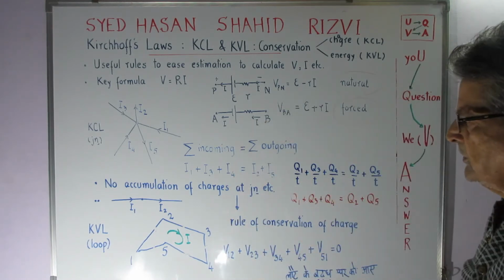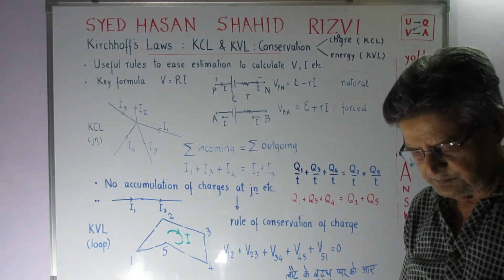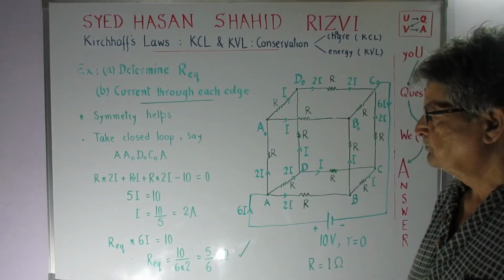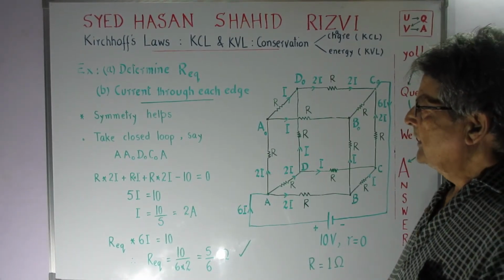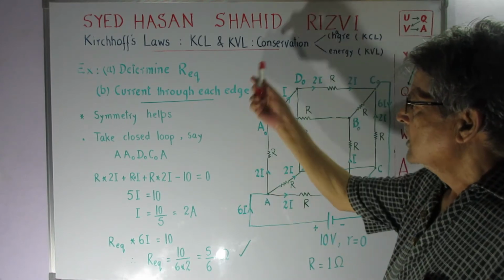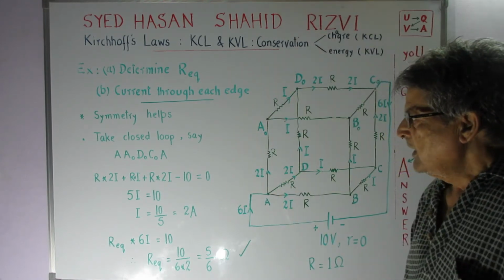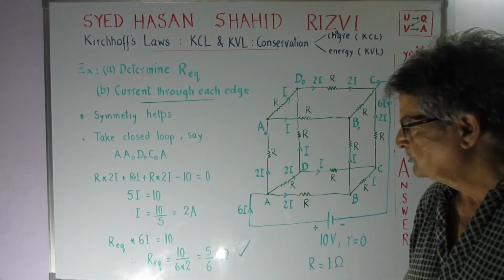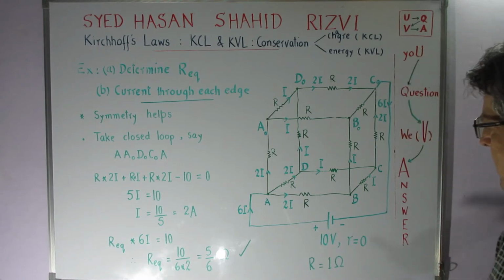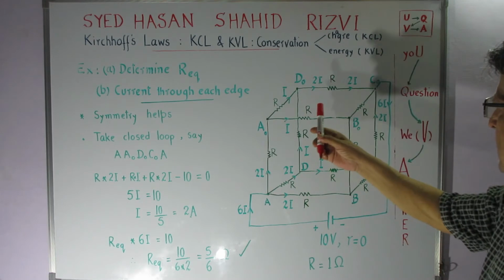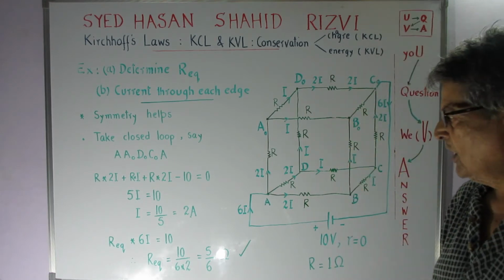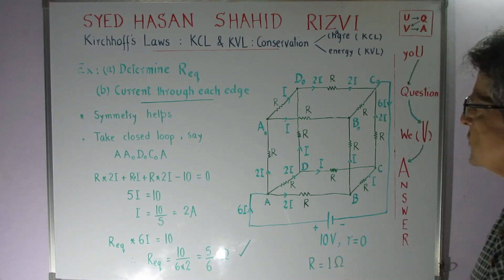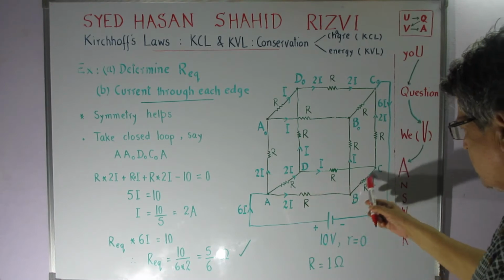I'll explain these laws with the help of some examples. So let us take as an application of Kirchhoff's laws a very famous textbook problem where there are 12 resistances, each of value capital R, which we take as 1 ohm each, and they are on the edges of a cube.